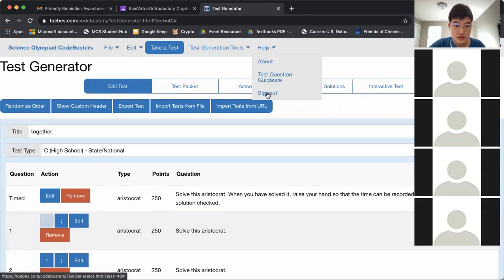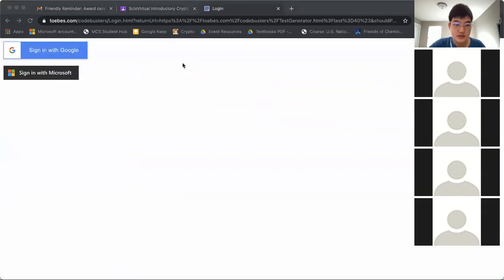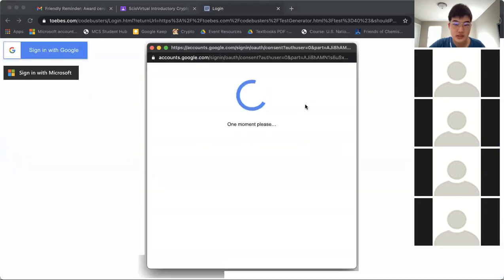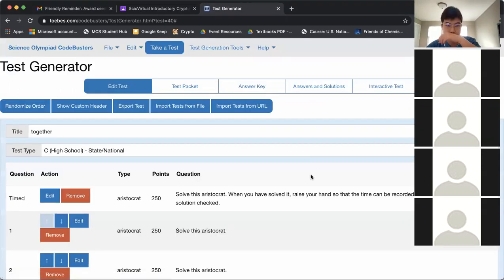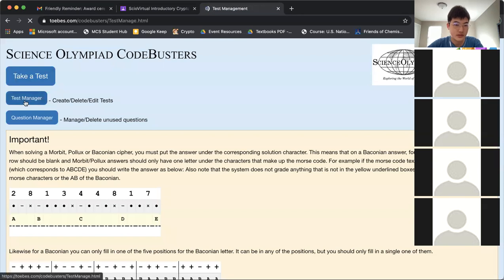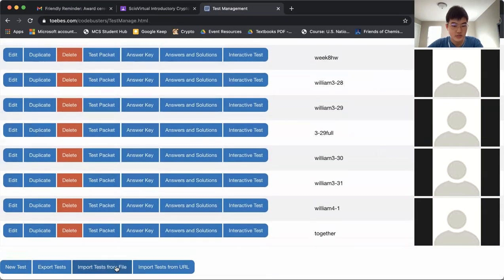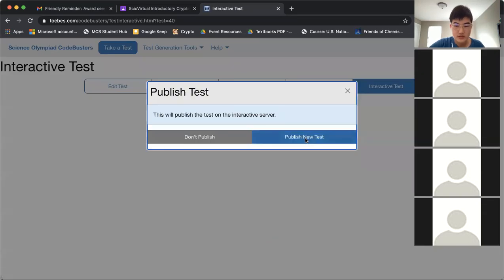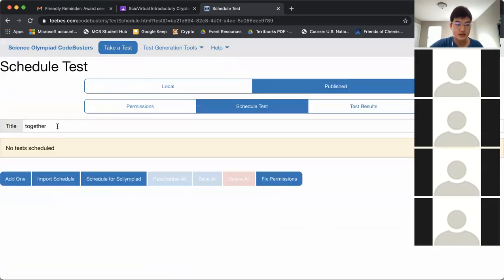So the first thing you would want to do is sign in with Google. I'll just choose that account because that's the one I usually use. And once you sign in with Google, you go to Test Manager and import tests from file. I already put this one in, so I can just go to interactive test, and then you have to publish it and schedule it.